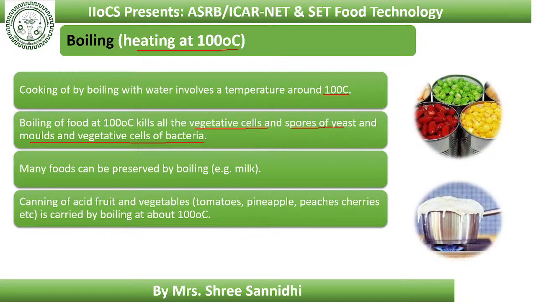For example, milk, which we commonly use at home, right? Even in canning of acid fruits and vegetables, we use boiling to kill the microorganisms. Some vegetables and fruits where we use boiling in canning are tomatoes, pineapples, peaches, cherries, etc. So here the boiling is carried out at 100 degrees Celsius.